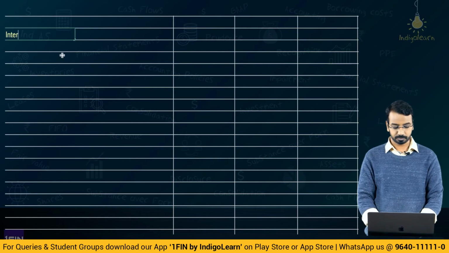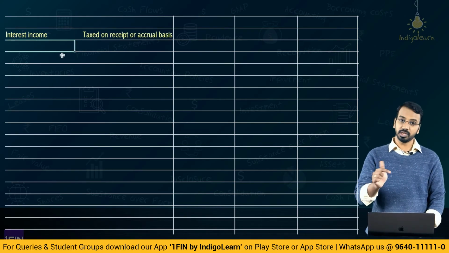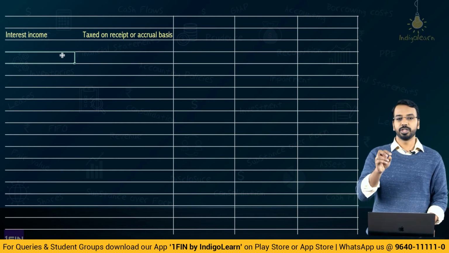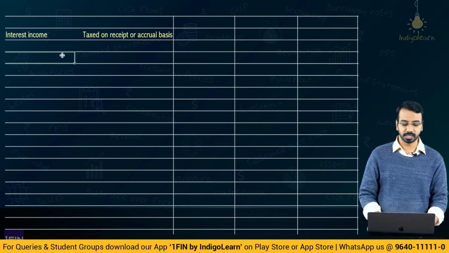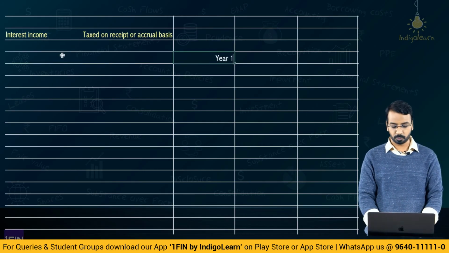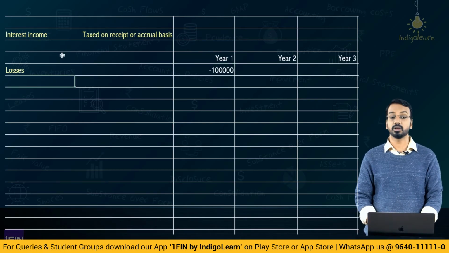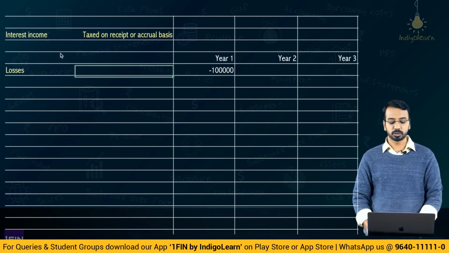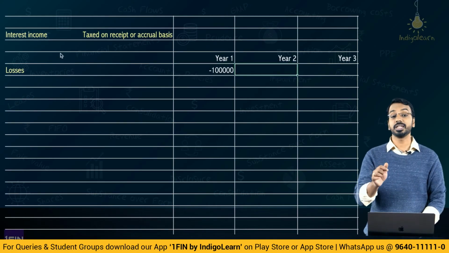Say you have interest income and interest income can be taxed on receipt or accrual basis at the choice of the entity. Now, because you are providing a choice to the entity that they can offer this for taxation on receipt or accrual basis, say we are talking about year 1, year 2 and also year 3. Let us add one more year. Now in year 1, you have losses of 1 lakh. And this loss can be carried forward only for one more year. So, this one lakh of loss can be set off at the most in year 2.